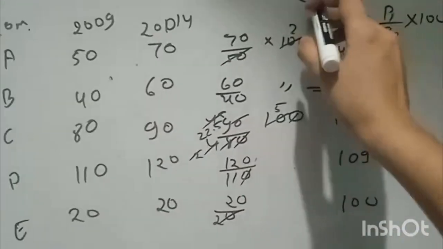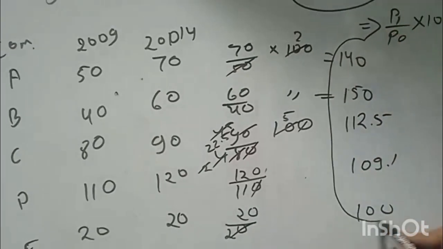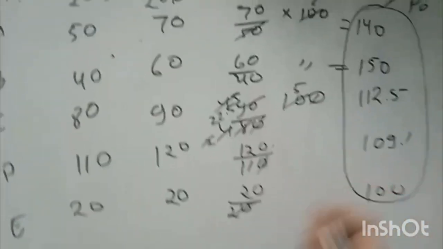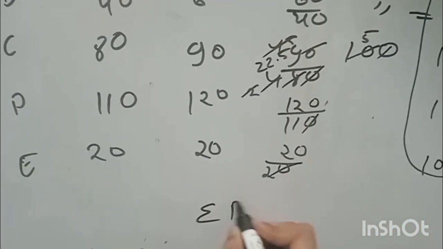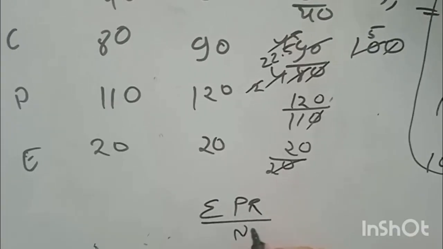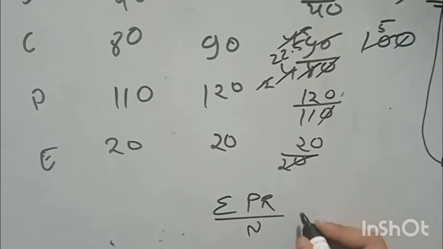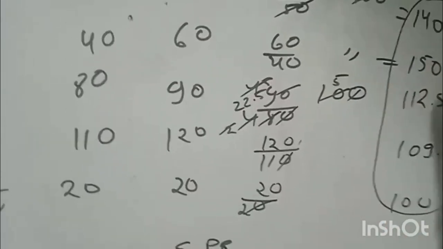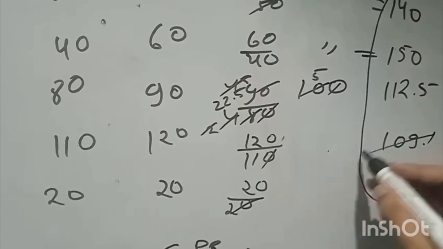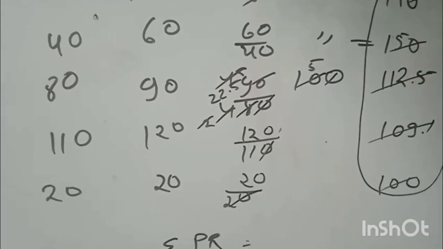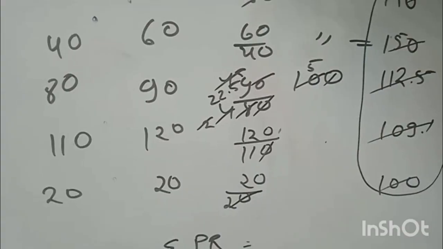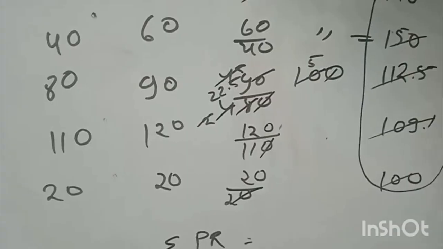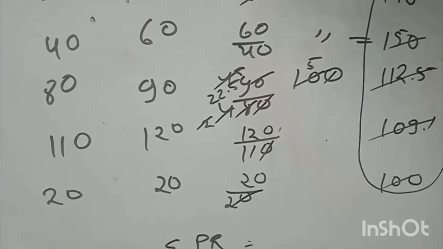Now what you have to do is the simple average of price relative. You have to find the average of these. And how do we find the average? We first add all these. The simple formula is sigma price relative upon n. That is how we find averages, right? So add all these: 100, 200, 300, 400 and 500, plus 40, 50, 9, 112.5.